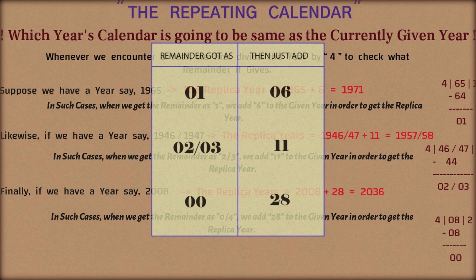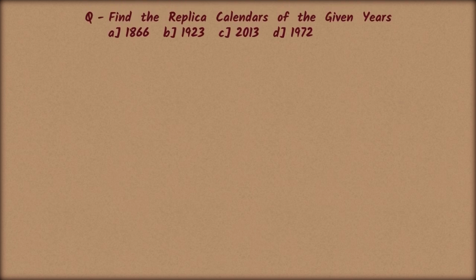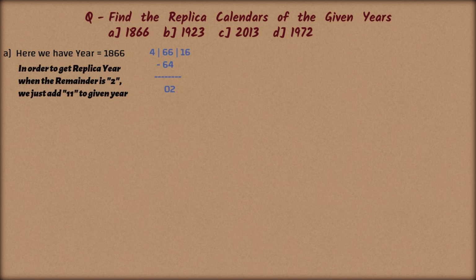For the rest, let's solve 1 or 2 questions in order to get a better understanding of this trick. Find the replica calendars of the given years. So now, the first year is given as 1866. In order to find this year's replica calendar year, we first divide the year by 4. In this case, when we divide 66 by 4, we get the remainder as 2. So, in order to find the replica year, we need to add 11 to 1866. And thus, when we do so, we get the year 1877. And these two years will have the exact same calendars.